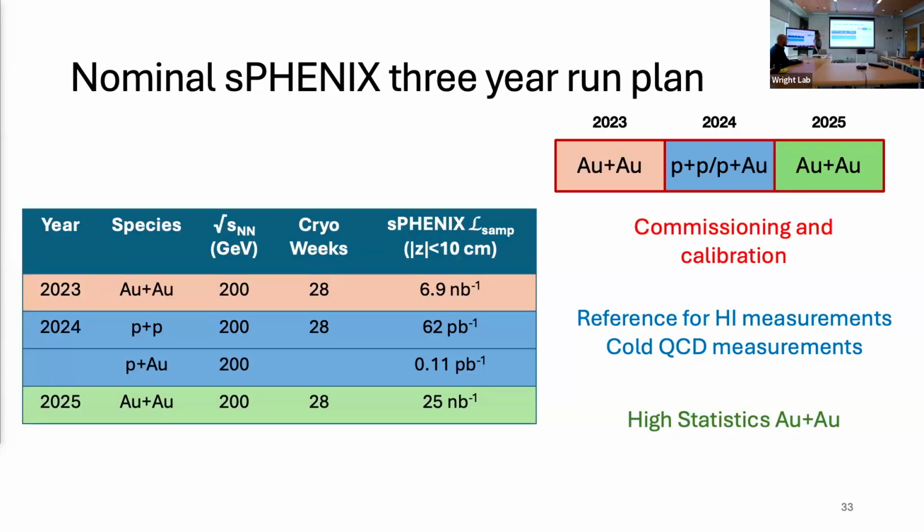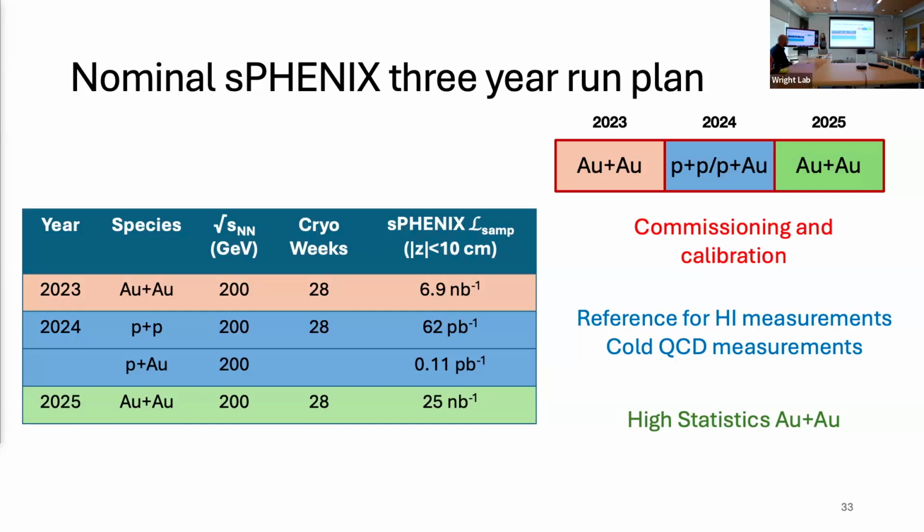This is the nominal sPHENIX 3-year run plan. We were built basically just to run for 3 years. In 2023, the plan was to do commissioning and a little bit of physics data in gold-gold collisions. In 2024, this past run, the plan was to take the proton-proton reference data, as well as the polarized protons and proton-gold for cold QCD measurements. And then finally, in 2025, the plan is for this very large statistics gold-gold data set, which is really the key data set for that physics program.